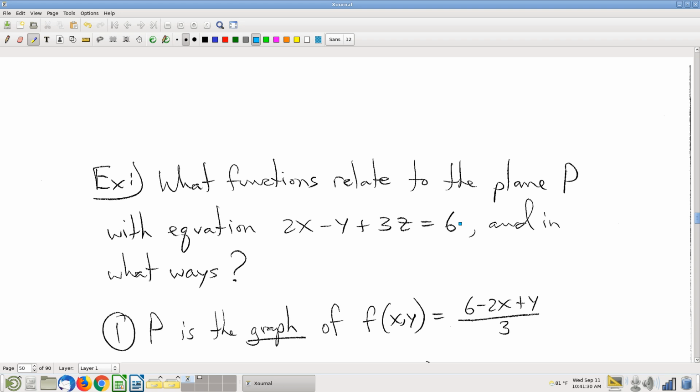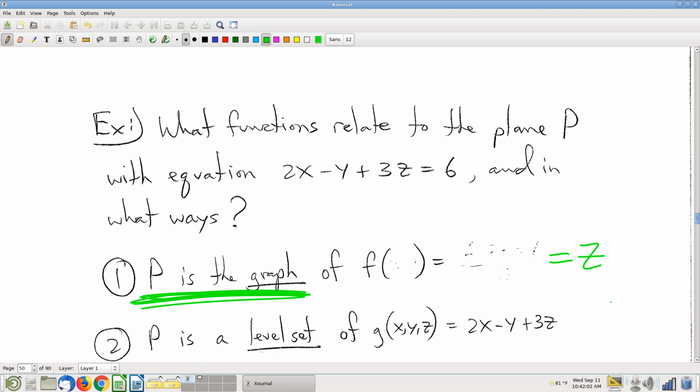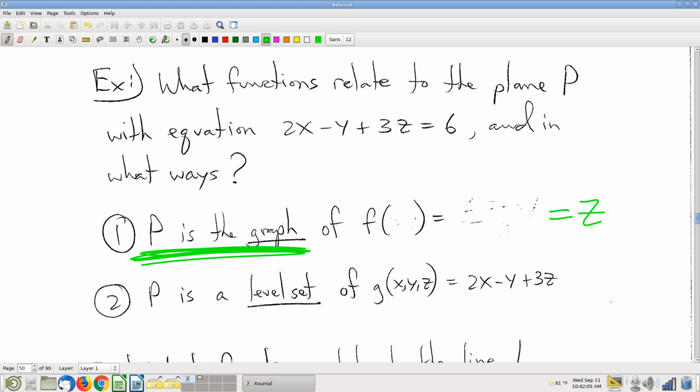So what function is this a graph of? Well, what I've got to do is figure out some function whose graph, keep in mind the graph is what you get when you set your function equal to a new variable, let's say z. What can I fill in here? What function is it that if I set it equal to z gives me this plane?